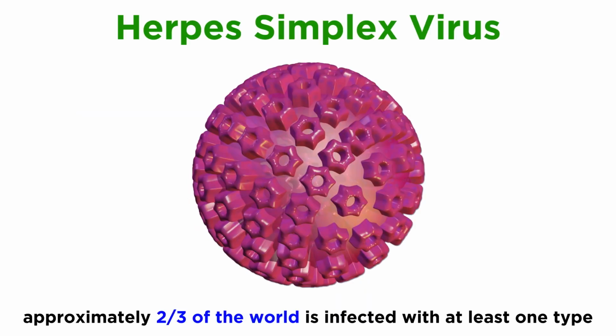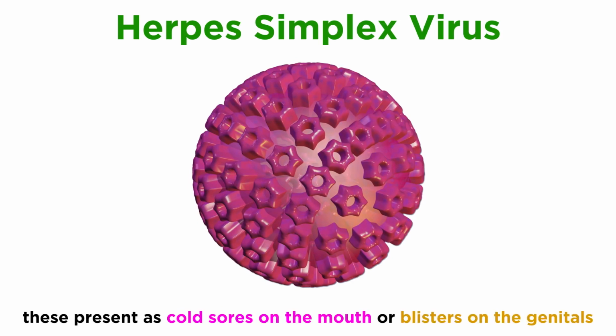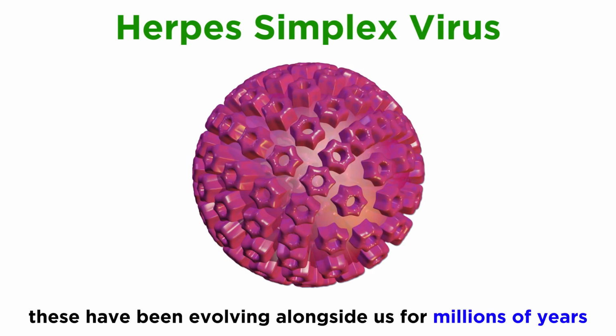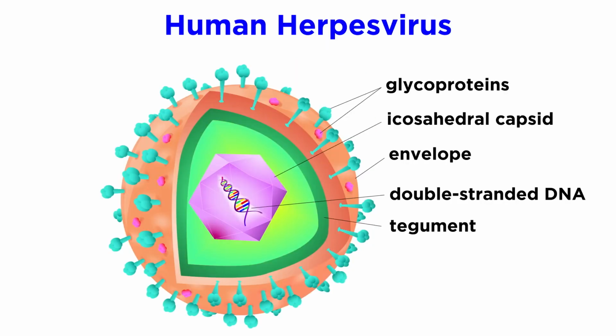Scientists estimate that about 2/3 of the human population is infected with at least one herpes simplex virus. For the most part, these viruses present as cold sores around the lips or mouth, or blisters on the genitals. According to a study conducted in 2014 by scientists at the University of California, San Diego School of Medicine, these viruses have been co-evolving with humans and even the ancestors of modern humans for millions of years. Let's dig into what they're all about.